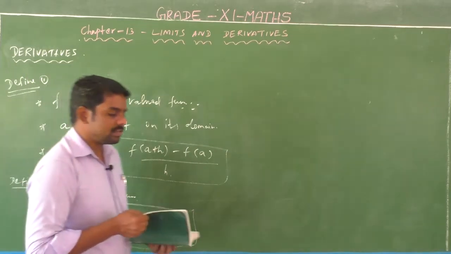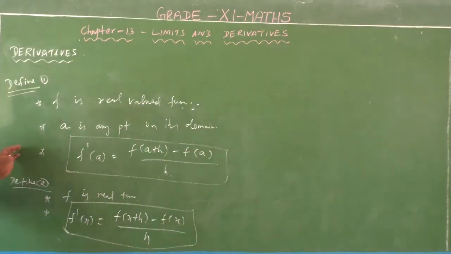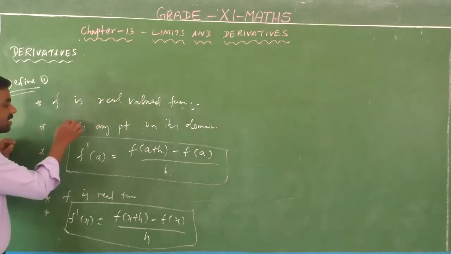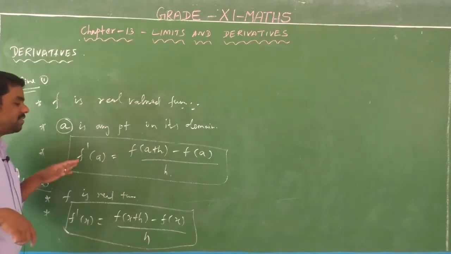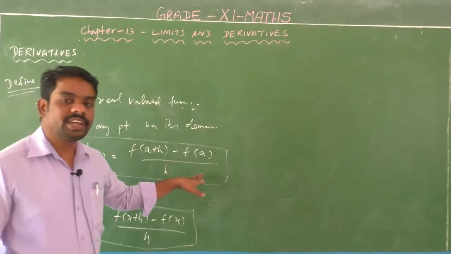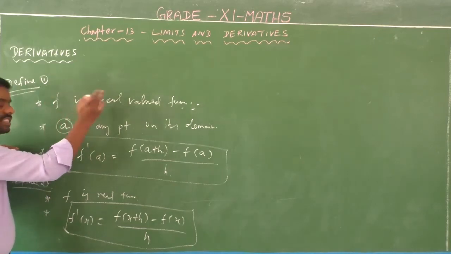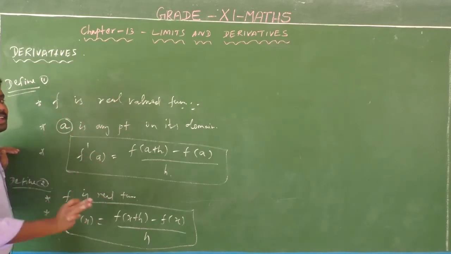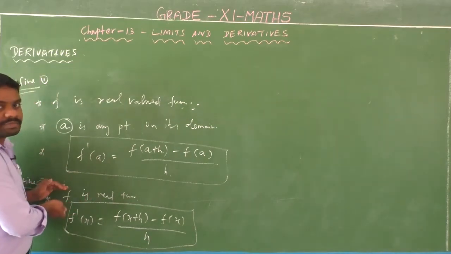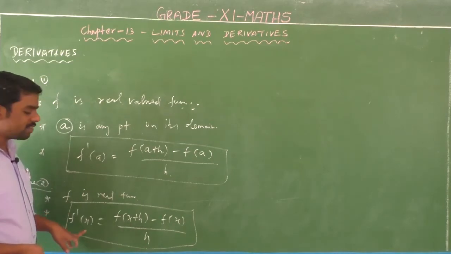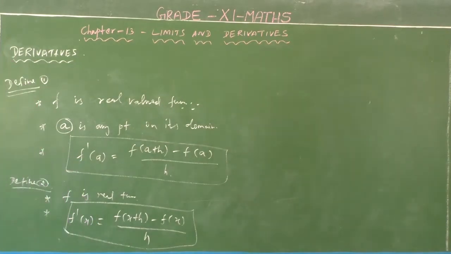So that is definition number 2. Listen students, this is definition number 1, this is definition number 2. First one, f is a real valued function, and a is any point on its domain. The derivative at x equal to a is f dash of a equal to f of a plus h minus f of a divided by h. A is any one point, that means a constant. Definition number 2, same real valued function f, but x is any variable, so this function changes with respect to the x value. That means f dash of x is equal to f of x plus h minus f of x divided by h. This is definition 1 and 2.